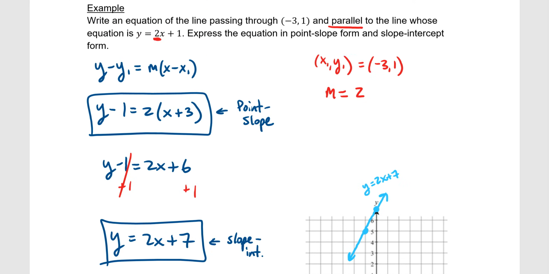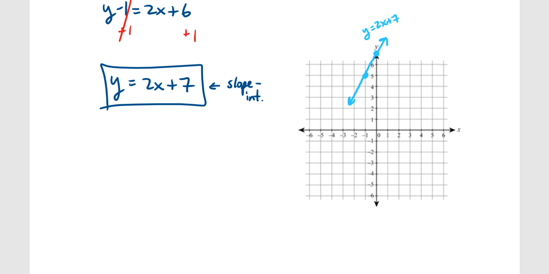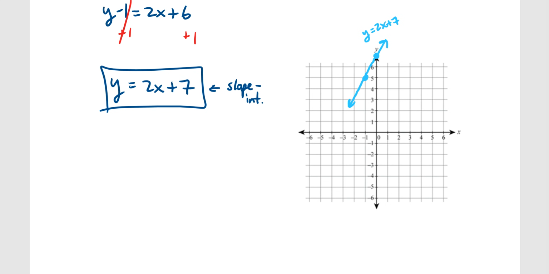And we were told it was parallel to 2x plus 1. So if we actually graphed 2x plus 1, that would be like this. And now we can see that they do look to be parallel to each other. So parallel lines, we denote them with little arrows like that. So they're parallel.